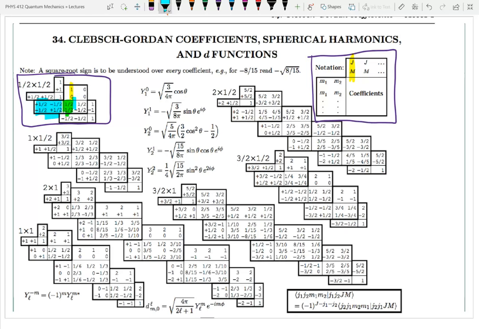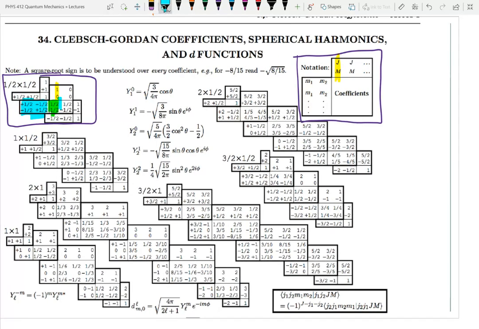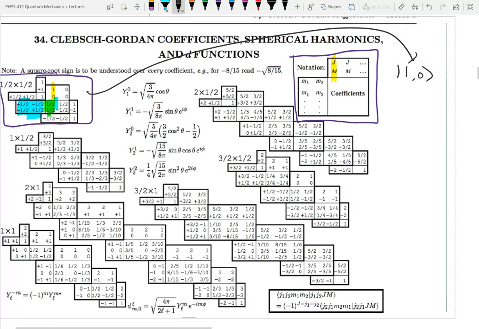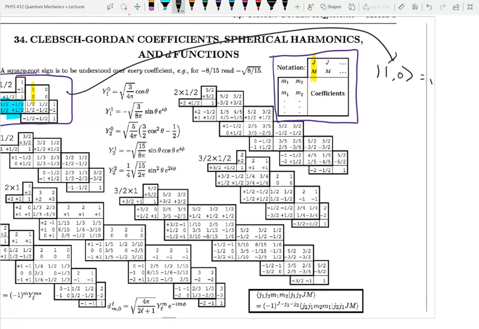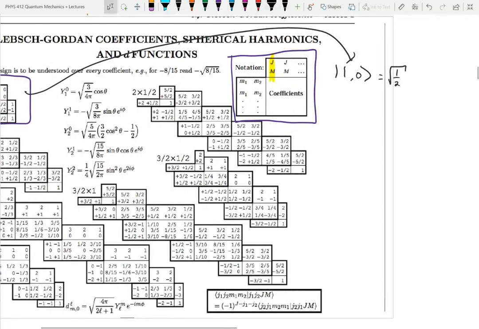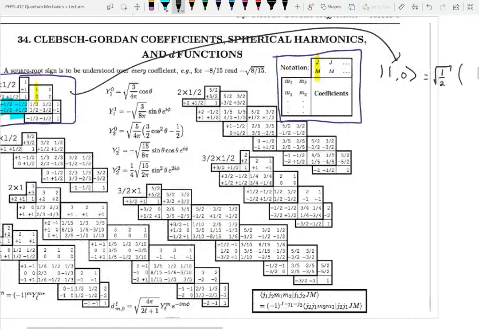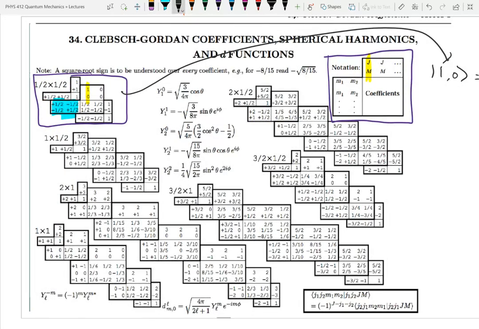So the way you read this is, 1, 0 for our case here. We got that from reading the yellow highlight is equal to, and then you take the coefficient that's here, in green. That's going to be square rooted by default. So square root of 1/2, and then I have 1/2, minus 1/2.